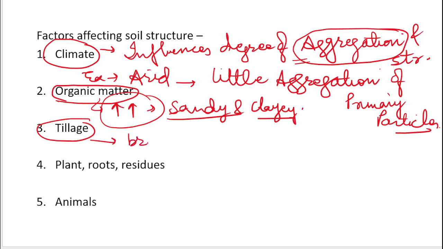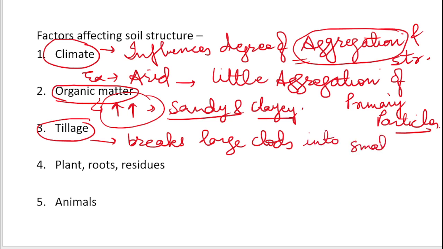Tillage breaks large clods into smaller fragments. So it has a profound impact on structure. Tillage can change the big particles of soil into smaller ones.